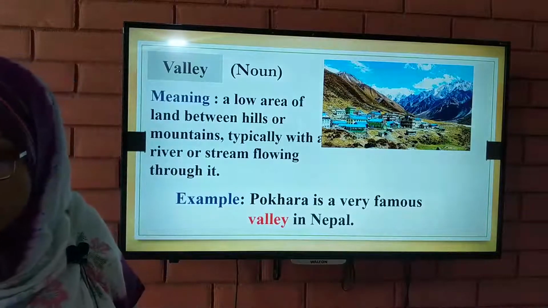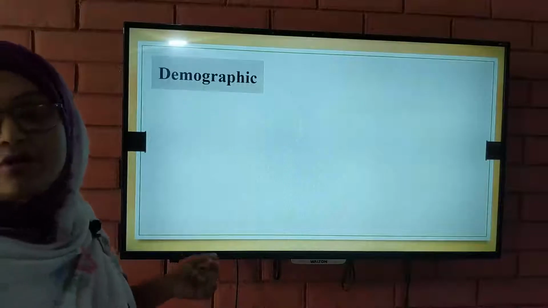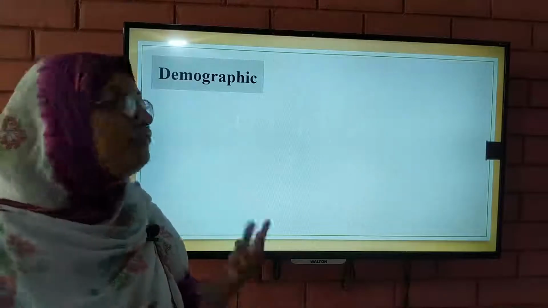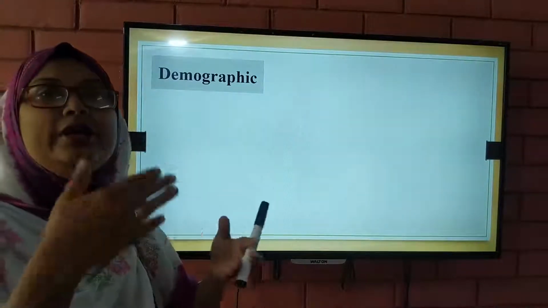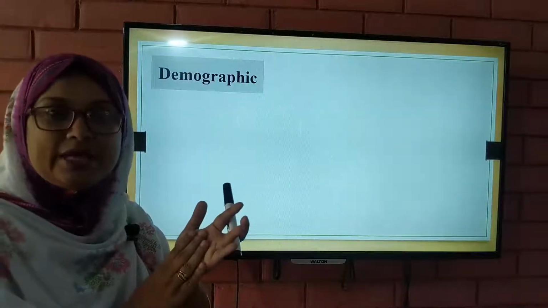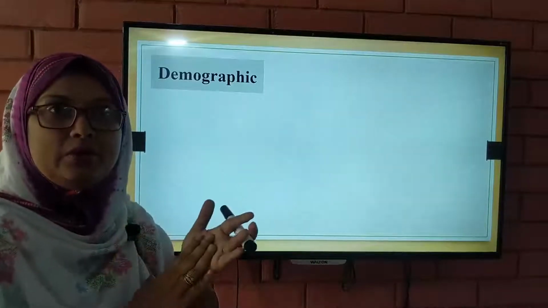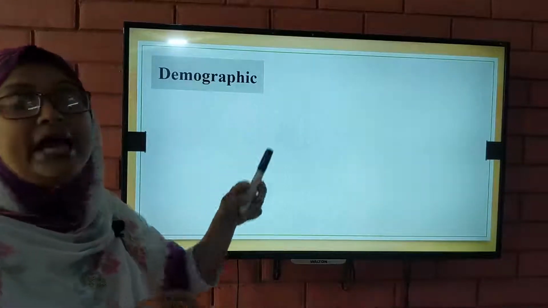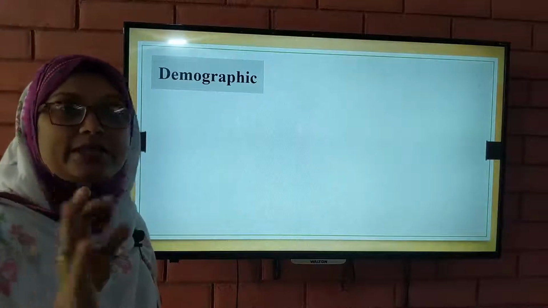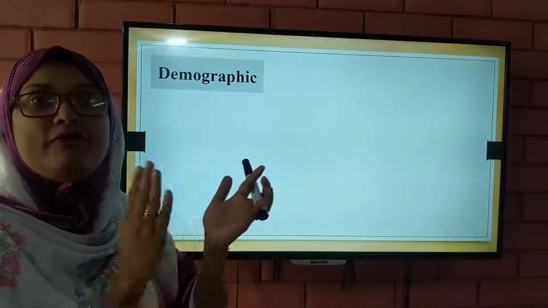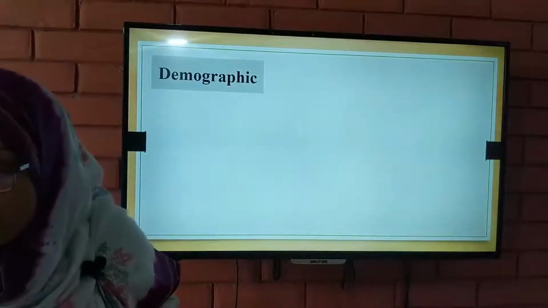Okay, so let's see our next word, demographic. What is this? Demographic. What does it mean? So how can you divide the syllables here? Demographic. Okay, can you say it like this? Demographic, 4 syllables. By clapping you can pronounce a word and it will be correct. Believe me, you will not make any mistake. Again, demographic. So how many syllables? 4 syllables here.